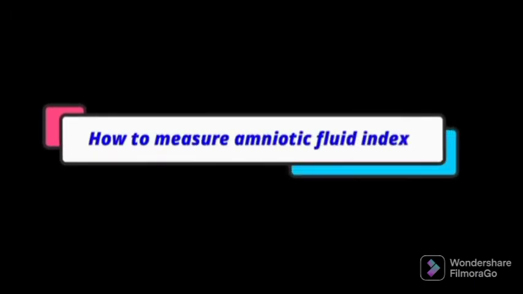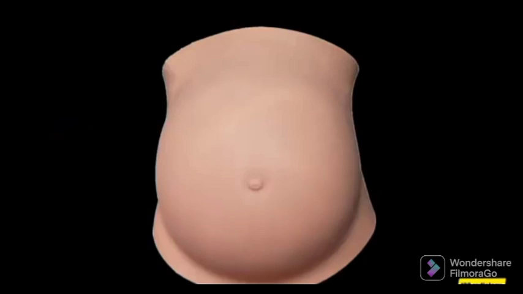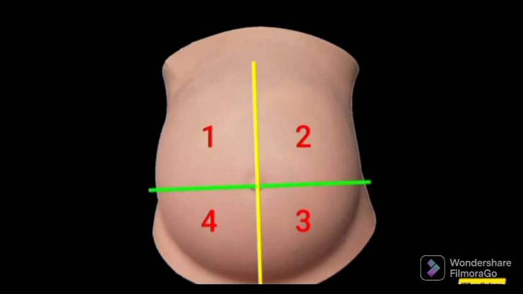How to measure amniotic fluid index. The first step in measuring amniotic fluid index is to visually divide the uterus into 4 equal quadrants, using 2 lines. A transverse line passing through the umbilicus, and the vertical line passing through linea nigra.